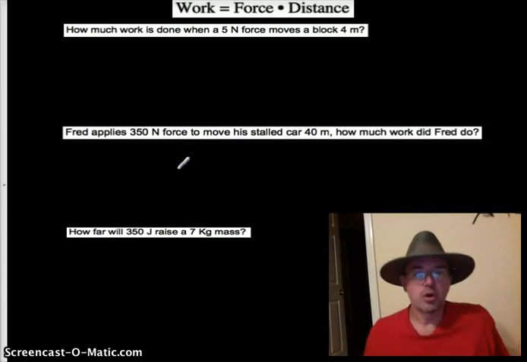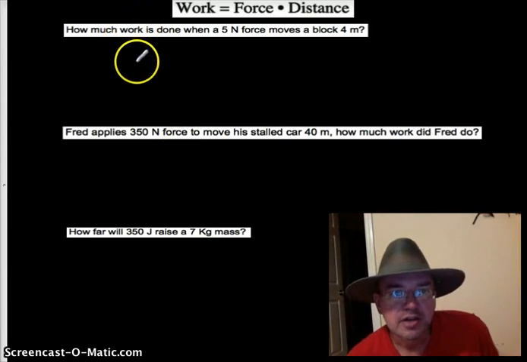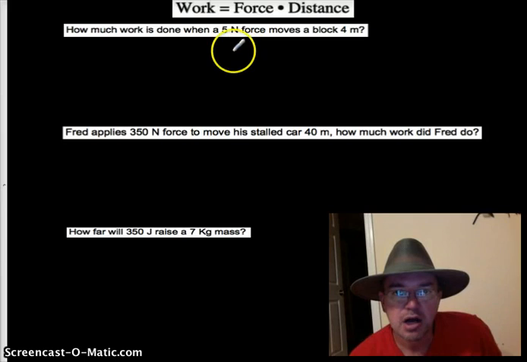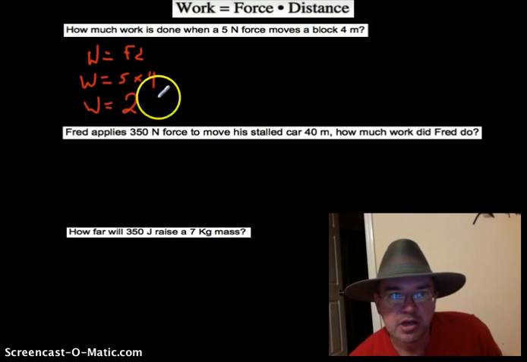Okay, we talked about work. Work is going to be force times distance. So let's try this problem. How much work is done when 5 newtons of force moves a block 4 meters? So we've got work equals force times distance. So work equals, the force is 5 newtons, times the block's 4 meters. Yes, newton meters is what we're looking for. So that was pretty simple. Work equals 20 newton meters or joules.